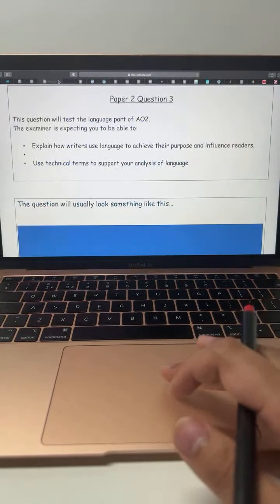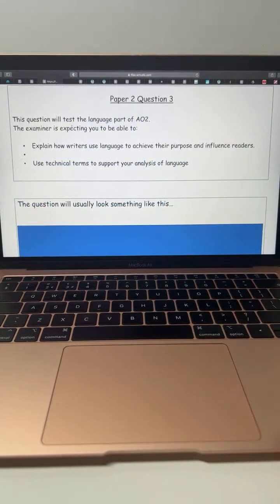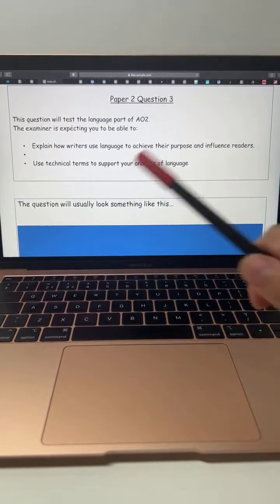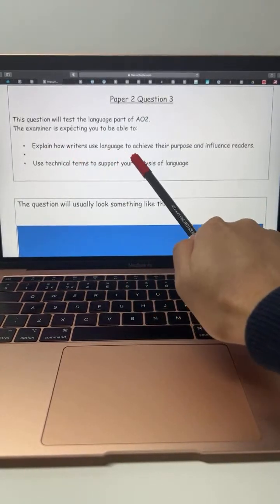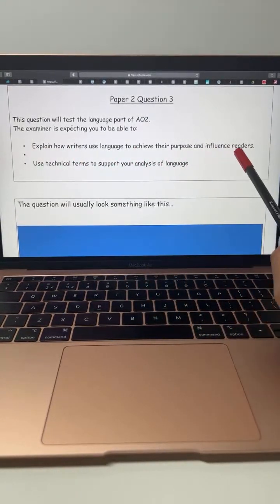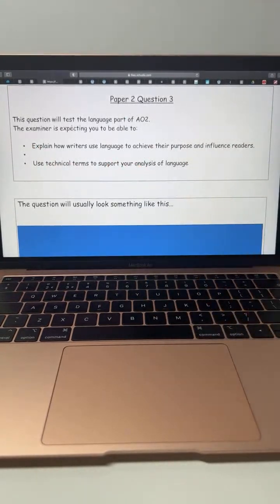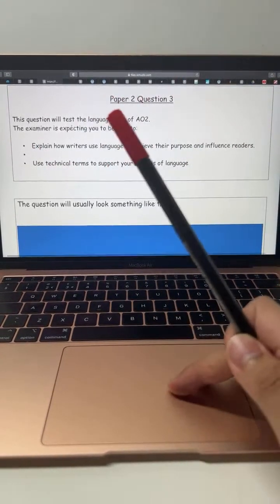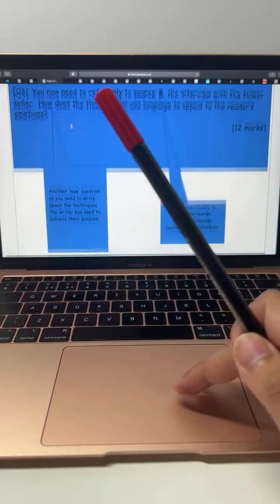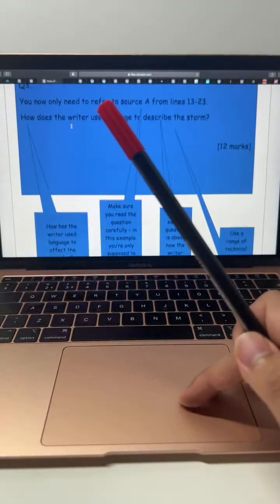So let's have a look at it in further detail. Paper two, question three. This question will test the language part of AO2. The examiner is expecting you to be able to, number one, explain how writers use language to achieve their purpose and influence readers, and secondly, use technical terms to support your analysis of language.